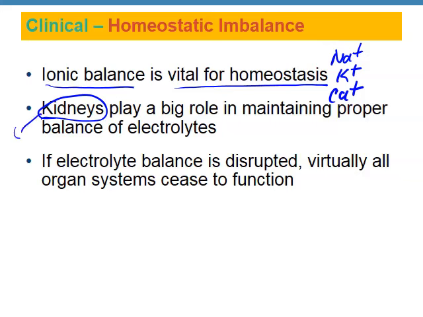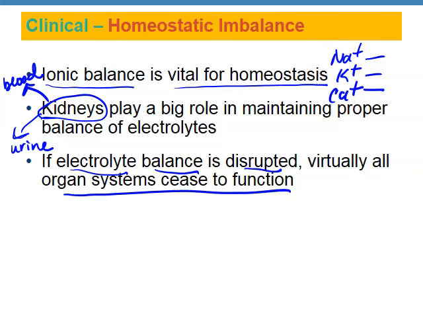So remember, the kidneys decide what you're going to keep and what you're going to get rid of. Whatever you want to get rid of goes out in your urine, and whatever you want to keep goes back into your bloodstream. So your kidneys play a really important role in making sure that the amount or the balance of these ions is kept in proper order. If electrolyte balance is disturbed, you can have all organ systems ceasing to function. So many of them require several different ions in order to function properly.